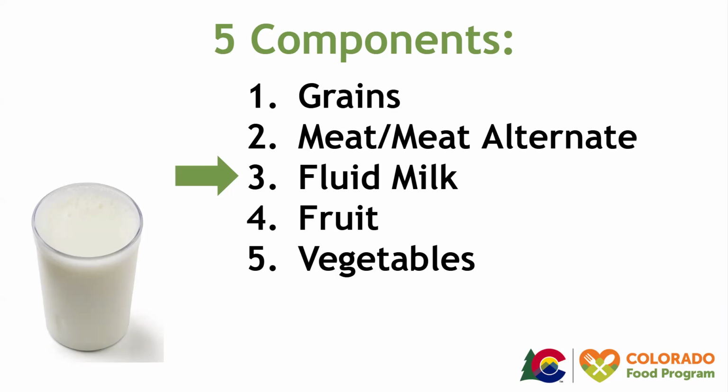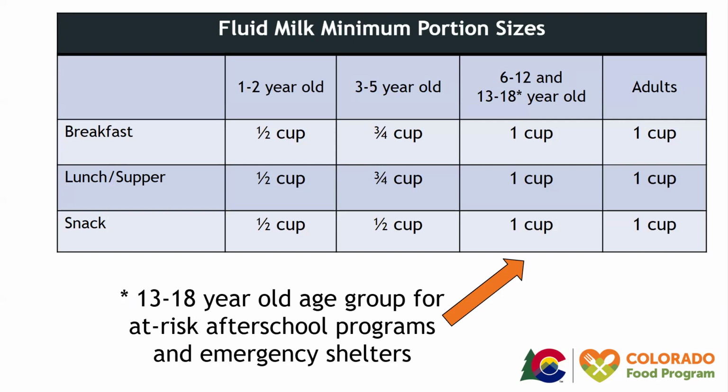Natalie, if you can go to the next slide. Thank you. All right, so here are portion sizes based on the ages for fluid milk. For 1 to 2 year olds, it's a half a cup at breakfast, lunch, and supper. For 3 to 5 year olds, it's 3/4 of a cup at breakfast and lunch, and only a half a cup at snack. For 6 to 12 year olds or 13 to 18 year olds, that's for at-risk afterschool programs that have the older kids, it's 1 cup for breakfast, lunch, and snack. And adults, it's the same 1 cup at all of the meals.